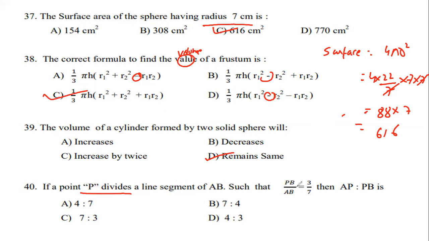Next, if a point P divides a line segment AB such that PB by AB is equal to 3/7, then AP is to PB is dash. AP is to PB. PB divided by AB. Okay, write this one. AB length is 7. Okay. PB, here one point is there. P to B is 3. Then A to P is 4. 4 plus 3 is 7. So which option is right? Option D is correct.